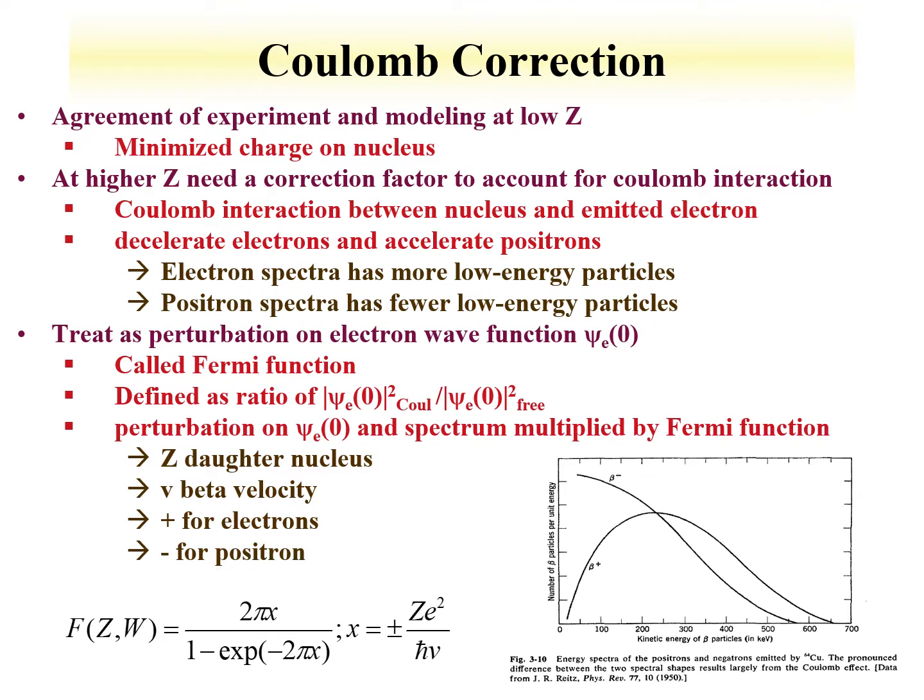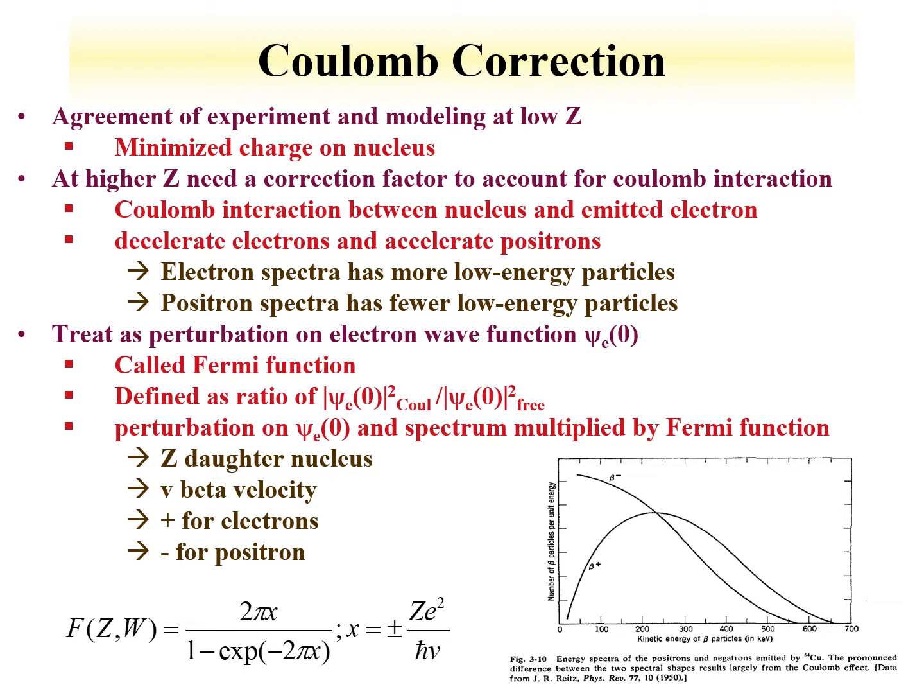This Coulomb correction, as we already discussed, at low Z, there really isn't as large of a Coulomb perturbation on the behavior of the emitted particle. However, at higher Z, this effect needs to be taken into account. And what we generally see is the electron spectra has more low energy particles, so it's shown here. The positron spectra has fewer low energy particles or more high energy particles. And if you think about this, this is because I have a positive positron being accelerated away from a positive nuclear charge. Now I can treat this Coulomb correction as a perturbation.